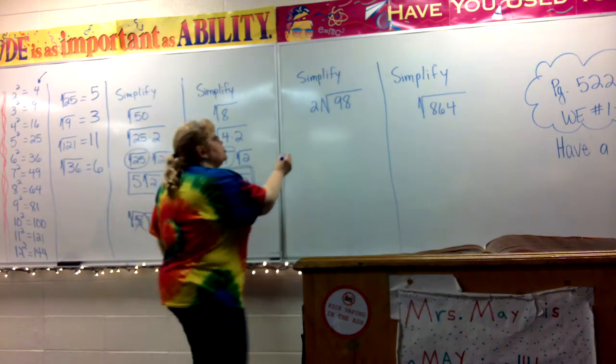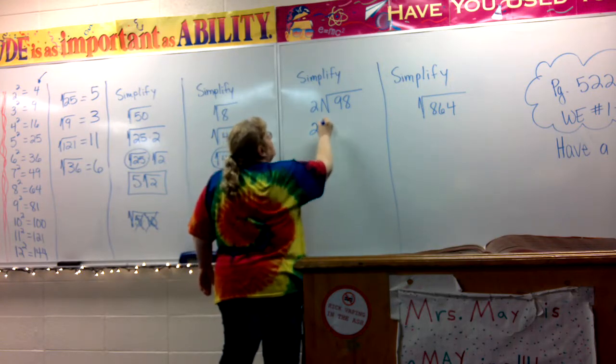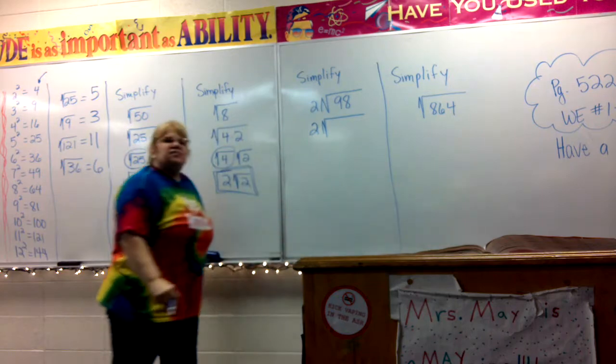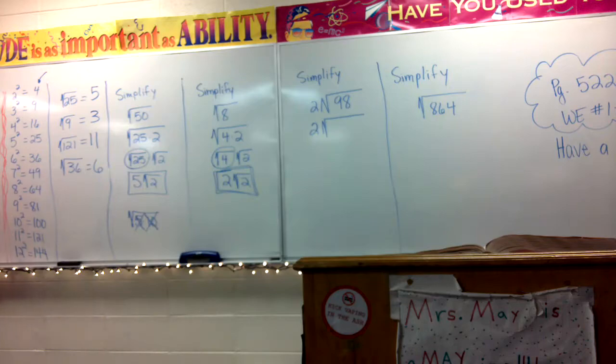Now, this one I've got a 2 out front, but that doesn't matter. This just means 2 times square root of 98. We got to find something that goes into 98. So get your calculator out. Do 98 divided by 4. Does it come out even? No. Do 98 divided by 9. Does it come out even? No. Do 98 divided by 16. Does it come out even? No. Do 98 divided by 25. No. 98 divided by 36.